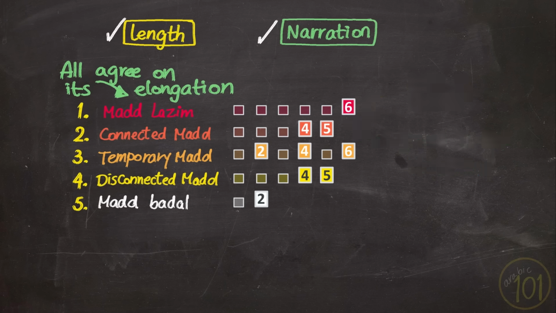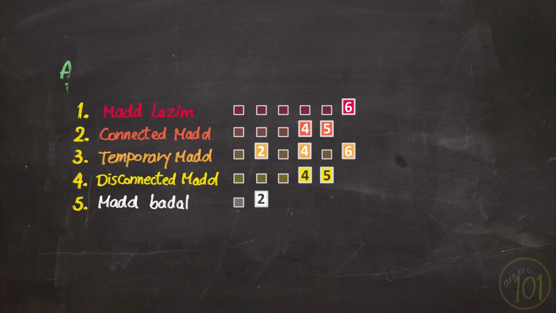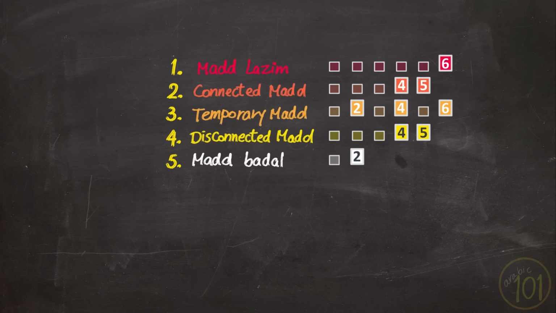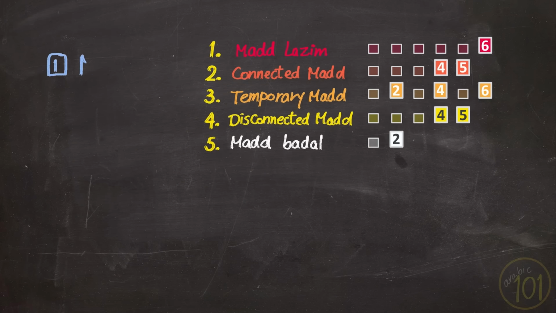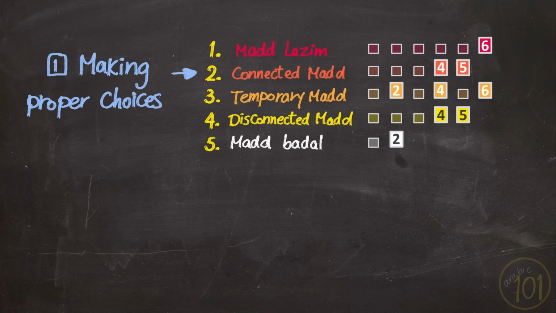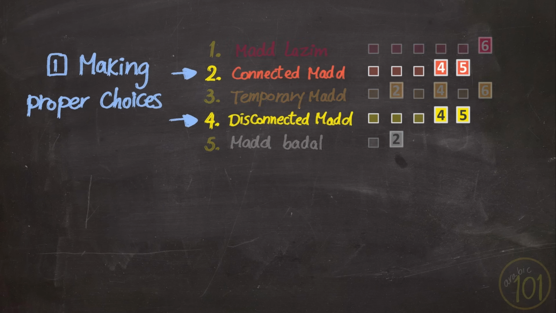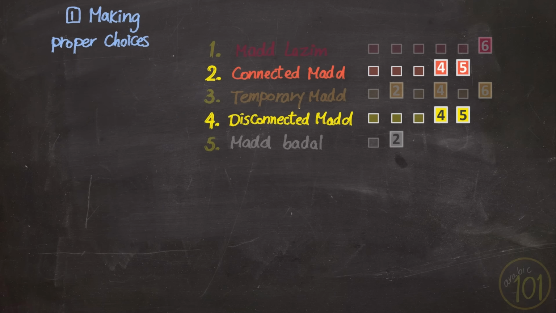Now, for the important part, how can we actually use this hierarchy system to recite properly? First, we use it when deciding on the length of connected and disconnected med, especially because there is more than one option in how long they are. So, connected med must be elongated for 4 or 5 counts, while disconnected med is optional. If you decided to elongate it, it can also be elongated for 4 or 5 counts.